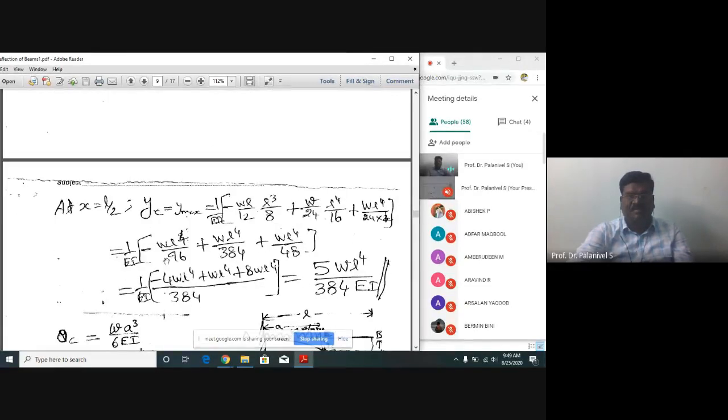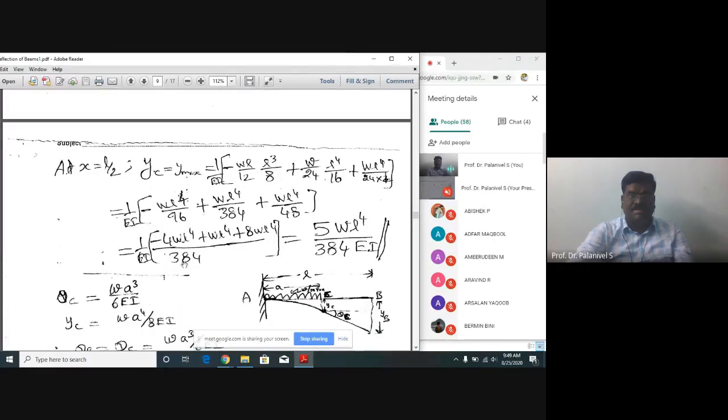If you simplify, we get WL power 4 divided by 96 minus, plus WL power 4 divided by 384, plus WL power 4 divided by 48. The LCM is 384, so we are simplifying it commonly. Finally, we got 5 w L power 4 divided by 384 EI. This is small w, it's not capital W. Remember, it's UDL. This is very, very important. For both the point load and the UDL, you should know this deflection value, y.